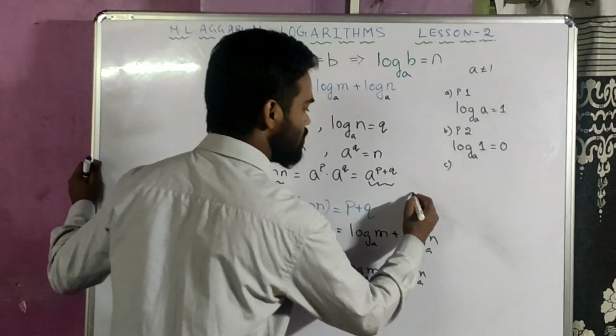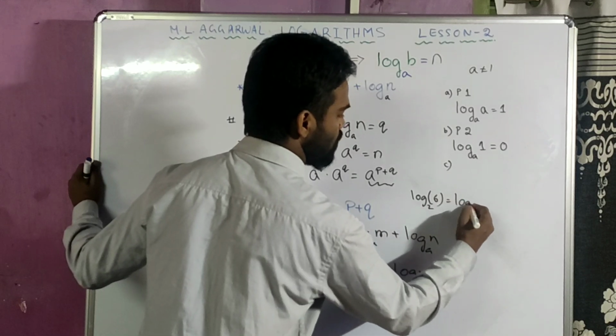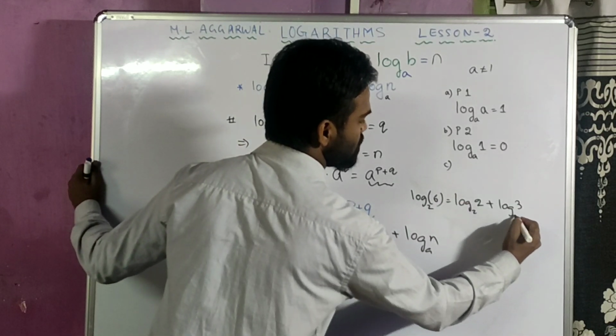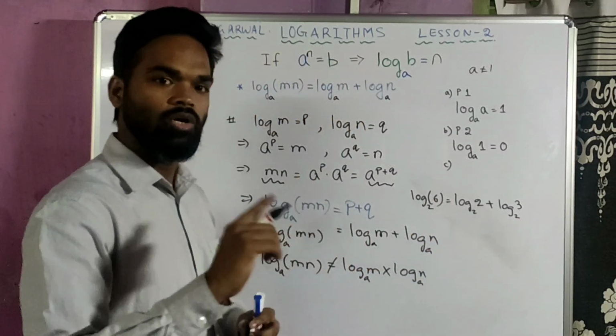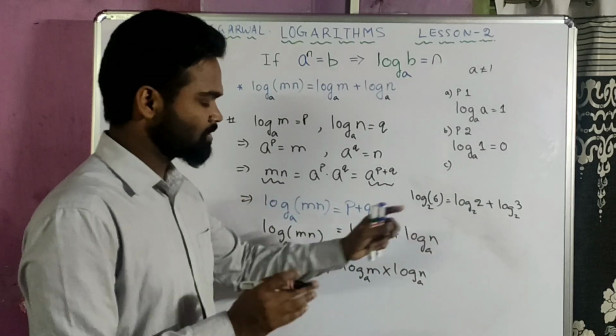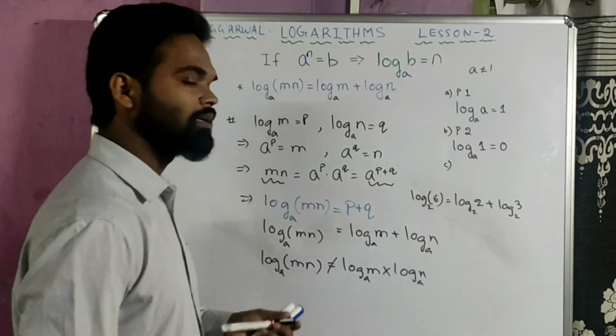What I mean over here, for example, if you have log 6 base 2, we can write log 2 base 2 plus log 3 base 2, because 6 can be written as 2 multiplied by 3. So it will be log 2 with the base 2 plus log 3 with the base 2. Now we look at the next property.